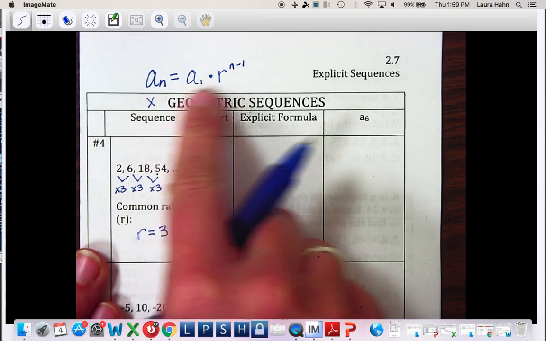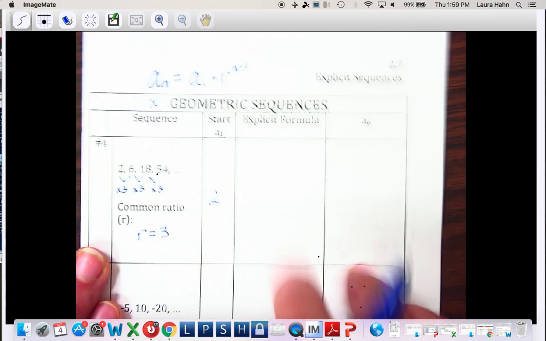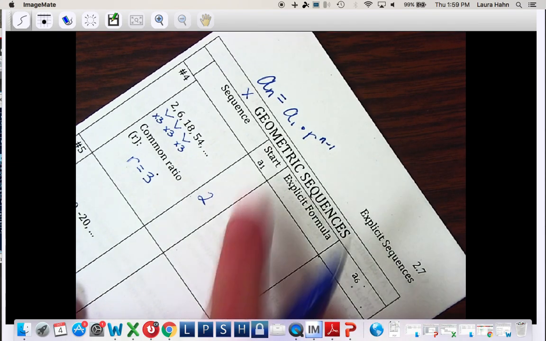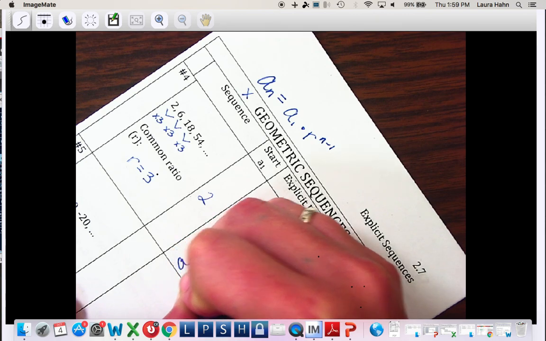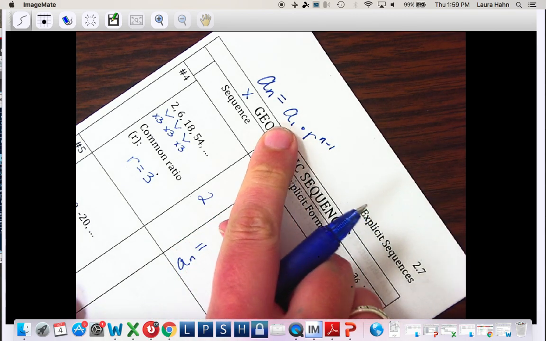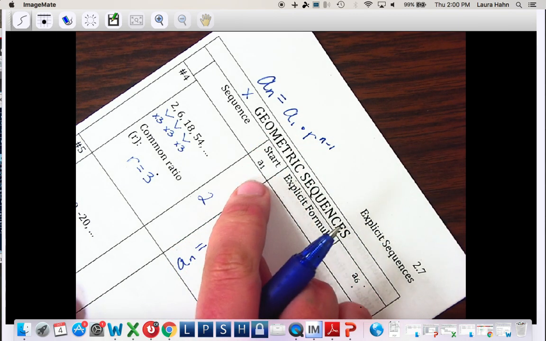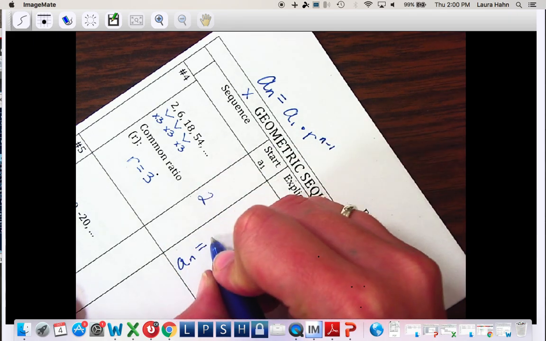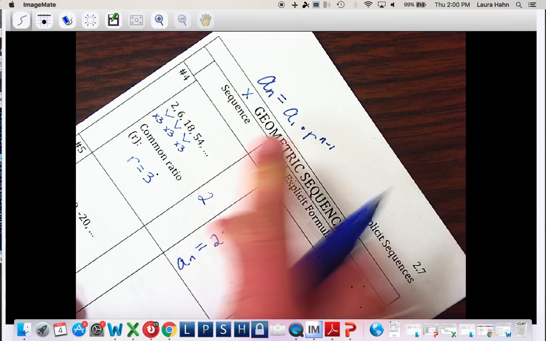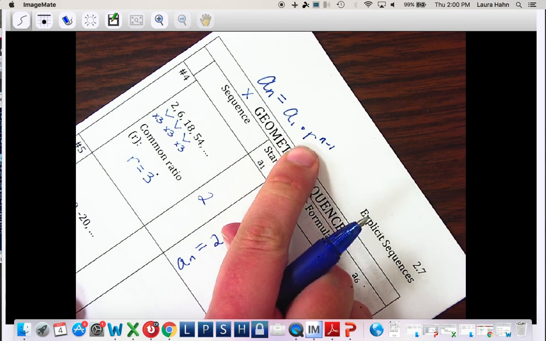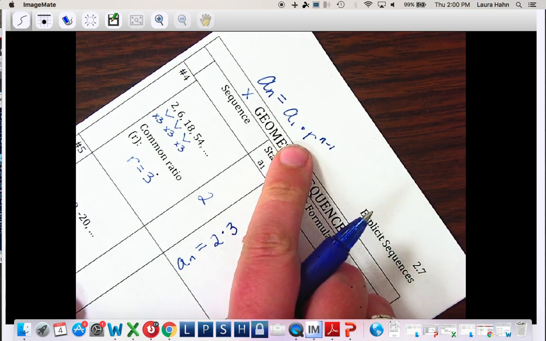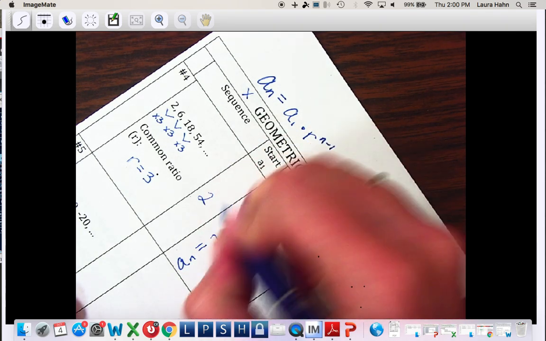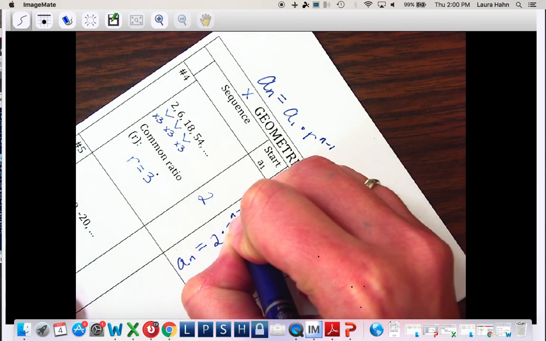All right, so now I'm going to follow this formula and plug in what I know. I'm going to turn it sideways. So I'm going to put A sub n equals. We do know our first term. Well, we said our first term was 2, so I'm going to plug that in. Times, so our first term times. We do know R. Our common ratio we said was 3, so 2 times 3. And I need to raise my R to the n minus 1 power. So n minus 1 goes up little in the air.